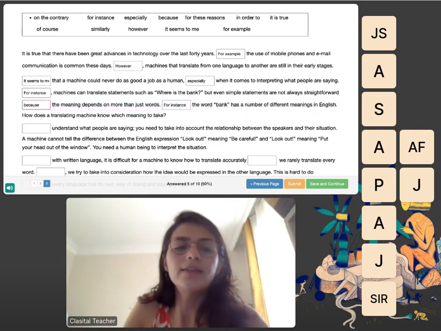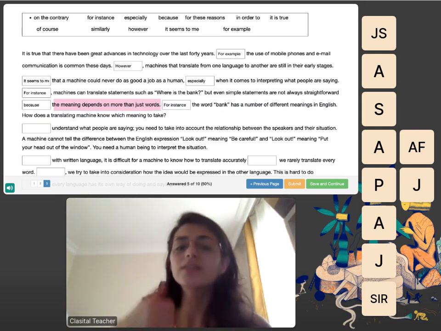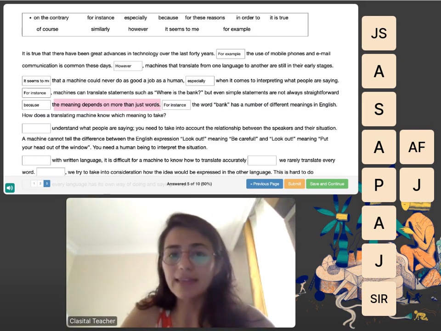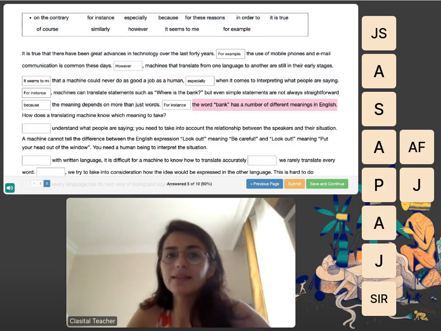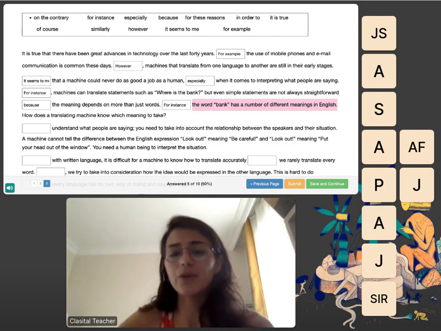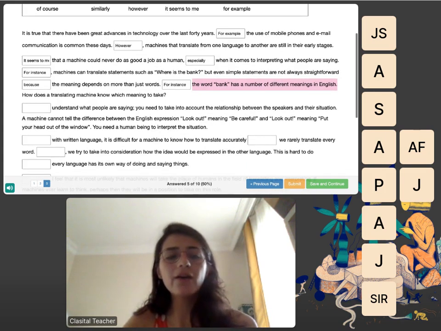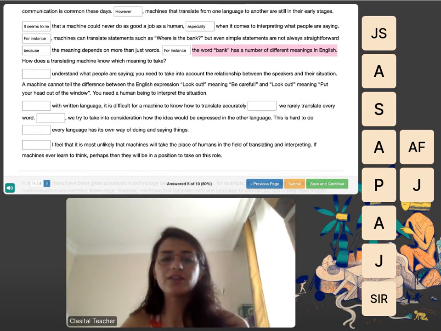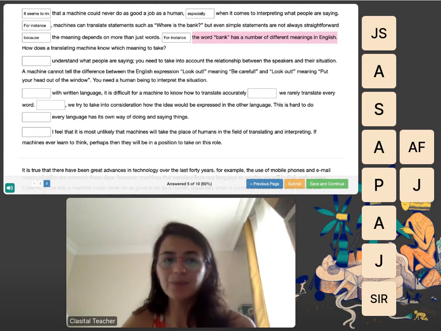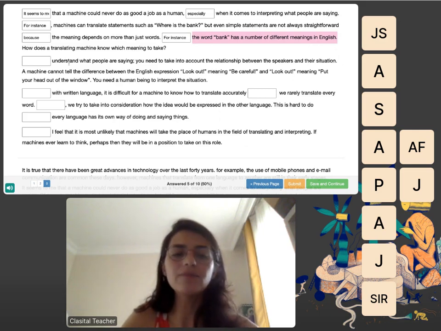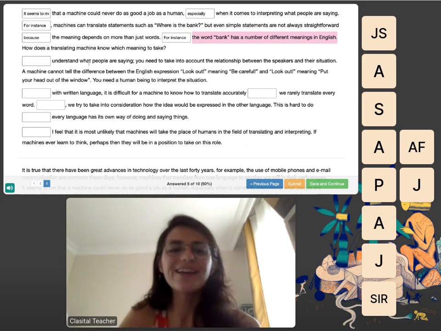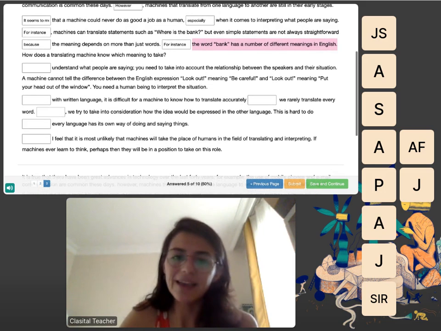So for example, the meaning depends on more than just words, yes, but that's not the reason why the word bank has different meanings. Is that kind of clear? If not, let's get back to it afterwards. So, how does a translating machine know which meaning to take? And then we'll go on to explaining, saying something, understand what people are saying.